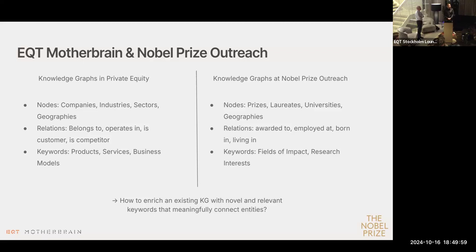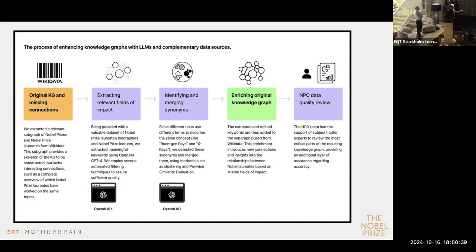And then the same in your case is that you already had a knowledge graph of the prizes and the laureates and also the universities they attended, for instance, which already was very informative, but it is even more insightful if you have information about what fields they had impact in and what their research interests were, in order to connect these laureates in a meaningful way. And this is why we realized that we have a common research question, which is how we can enrich an existing knowledge graph with novel and relevant keywords that meaningfully connect these entities that are in the knowledge graph. And this is how we came up with this method.